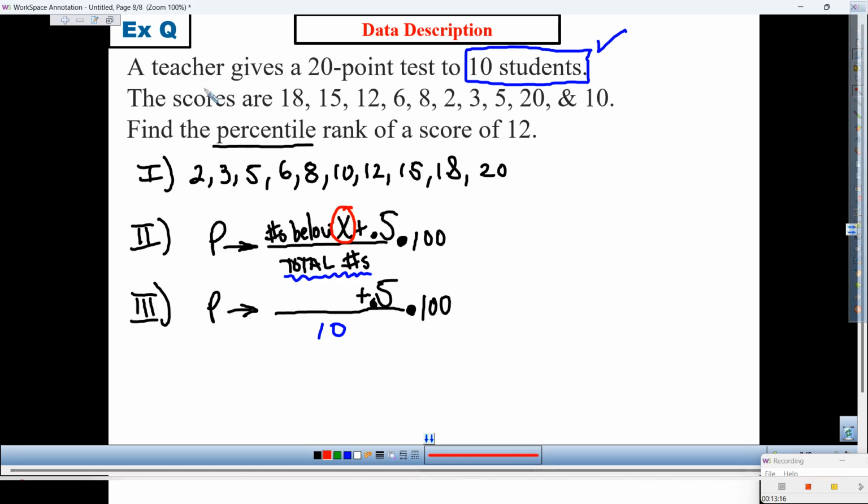So let's read it. It says, the teacher gives 20-point test to 10 students. Here are the scores. And it says, find the percentile. Here's our formula. Rank of score of what? 12. So that means that is our what? Our X. Draw an arrow so that you guys can remind yourself that that's going to be our X. However, the number that we're going to write here is the numbers below X. So now that we have it in ascending order, where's X? X is right here. How many numbers are below that number? Let's see. 1, 2, 3, 4, 5, 6. So I'm going to write here 6.